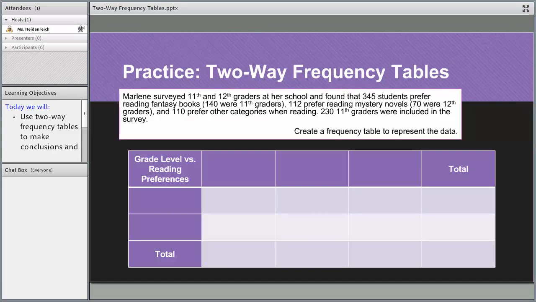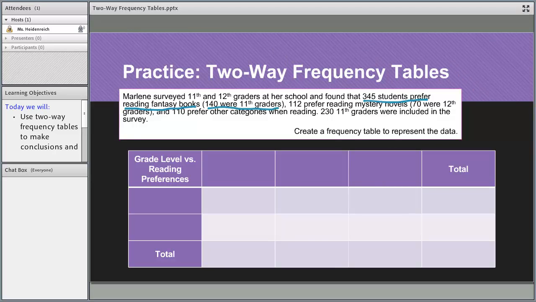So let's go ahead and read this context together. Marlene surveyed 11th and 12th graders at her school and found that 345 students prefer reading fantasy books. Okay, I'm going to underline that. 140 of those people, it says, were 11th graders.